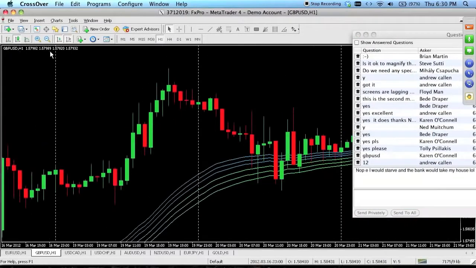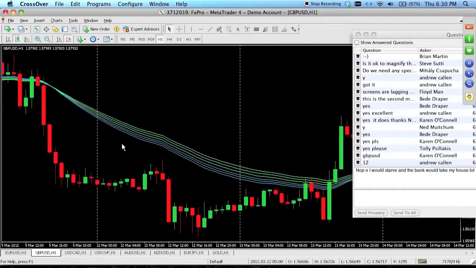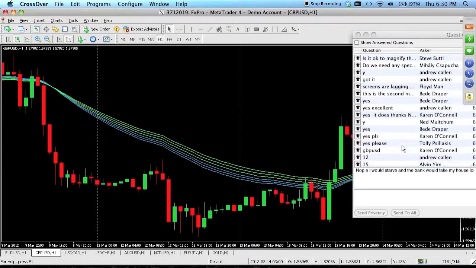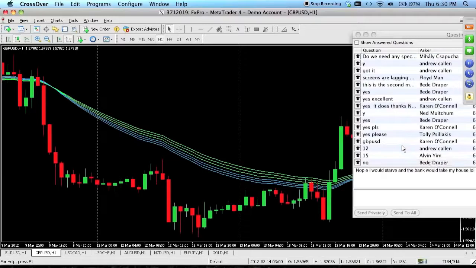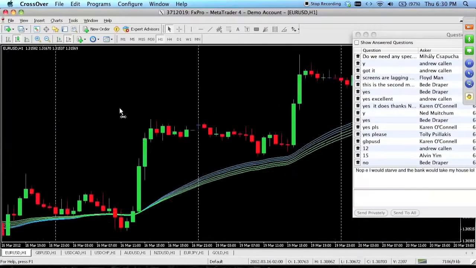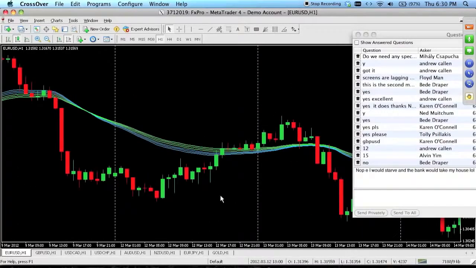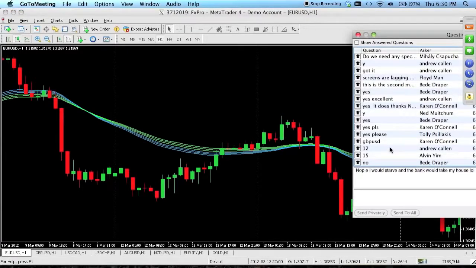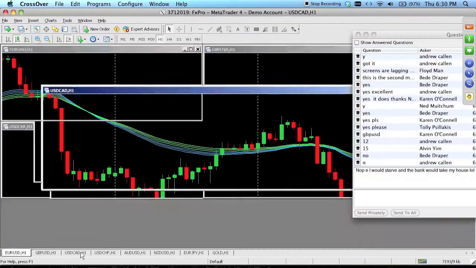Okay, let's go to March 12th. March 12th is here. Any trades on March 12th for pound? No. Okay, very good. Let's take a look at Euro USD on March 12th. Any trades on Euro USD March 12th? Andrew says no. Good. US dollar CAD March 12th.